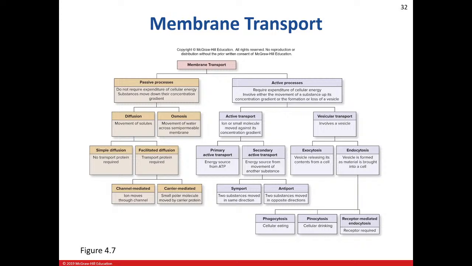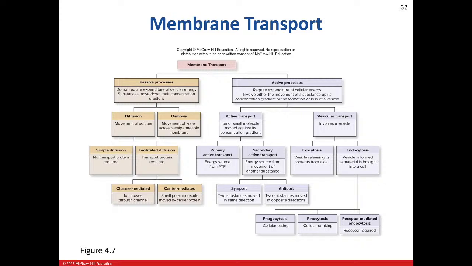All right. So that's osmosis in a nutshell. Passive processes. Now, active processes require energy, okay? And they're also going to require a protein, but they're going to require energy. And we have active transport, which involves ions and other things being moved against their concentration gradient, typically through pumps. So you can have primary active transport and secondary active transport.